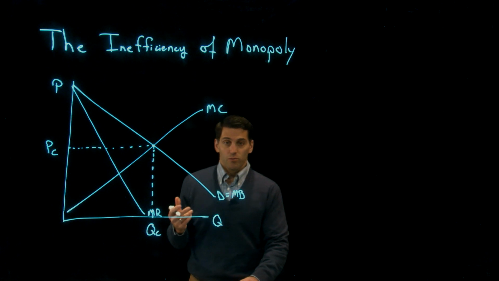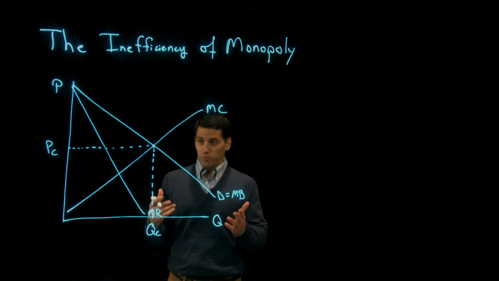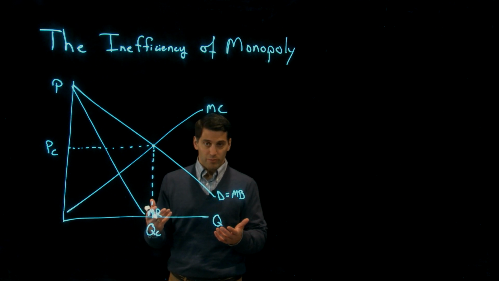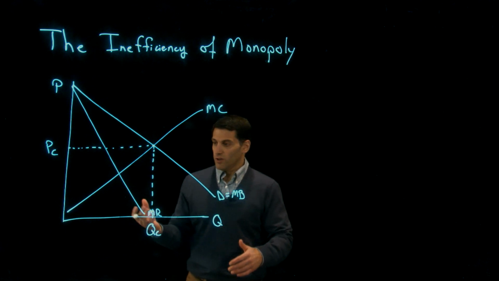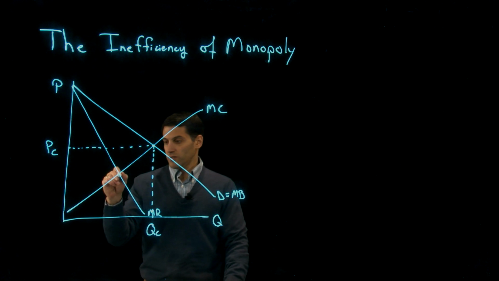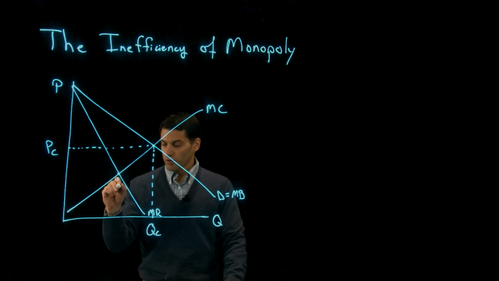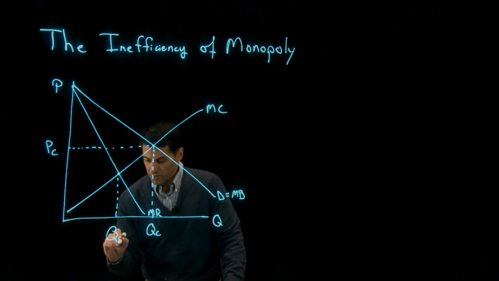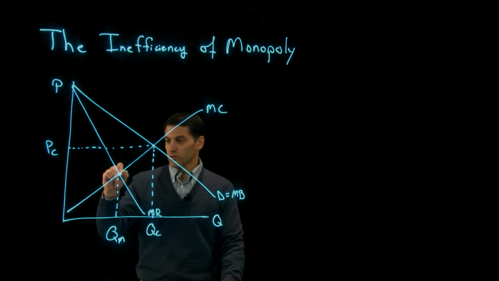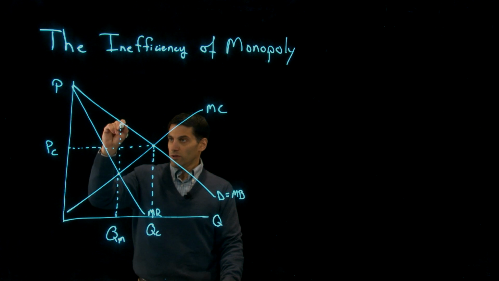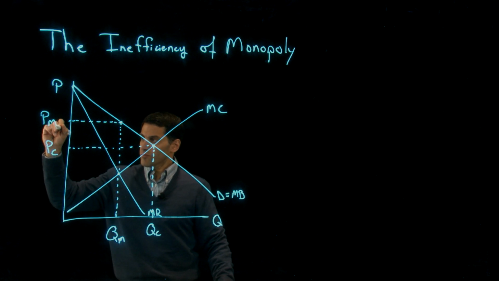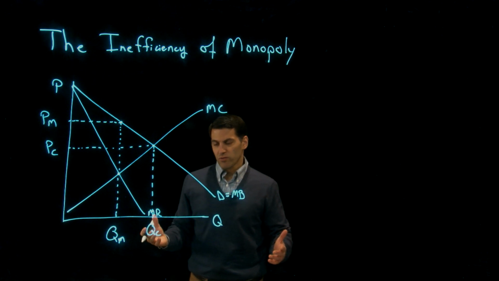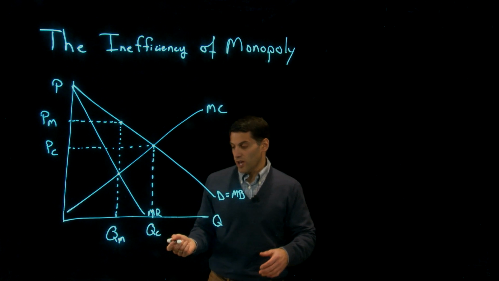What about pricing for a monopolist? Remember, with monopoly or monopolistic competition, we use the same way of analyzing the quantity and price. We look for where marginal cost intersects marginal revenue. So this is the quantity that the monopolist would produce. And to get the price, we go up to our demand curve. So here's our price.